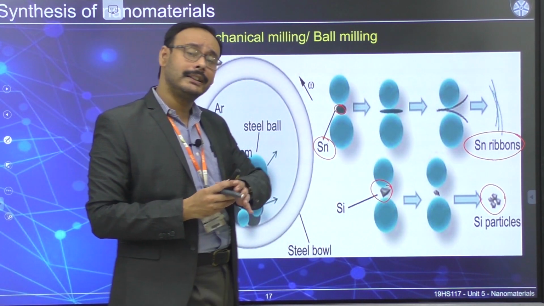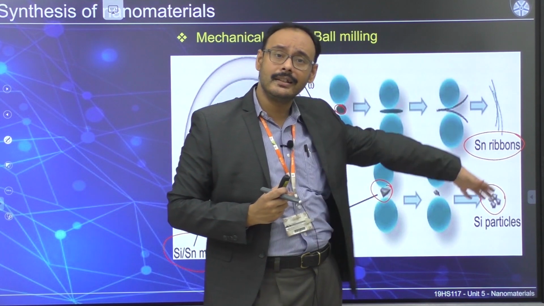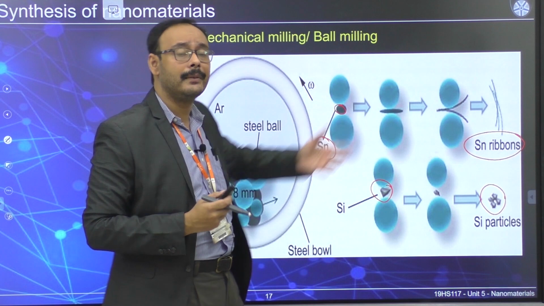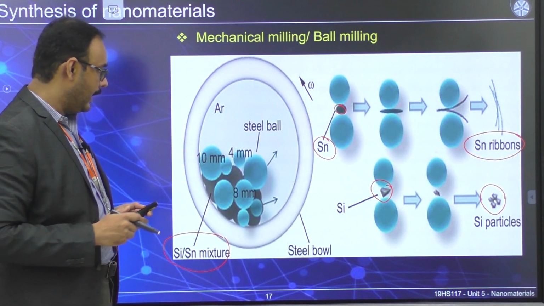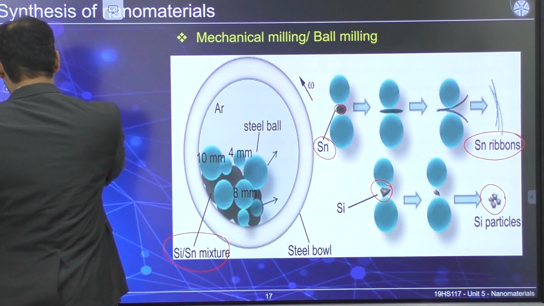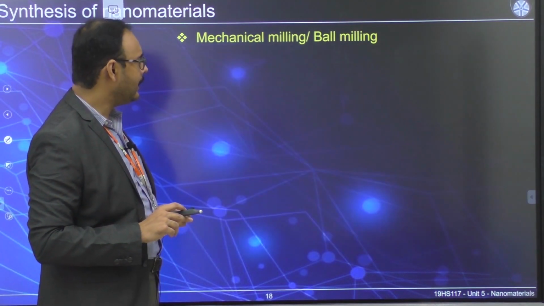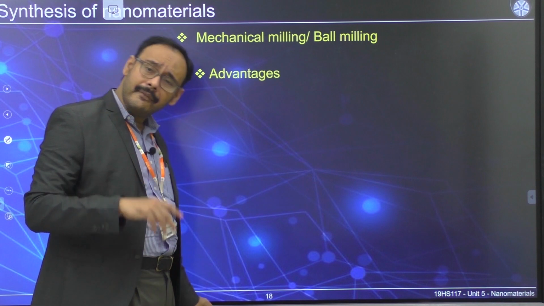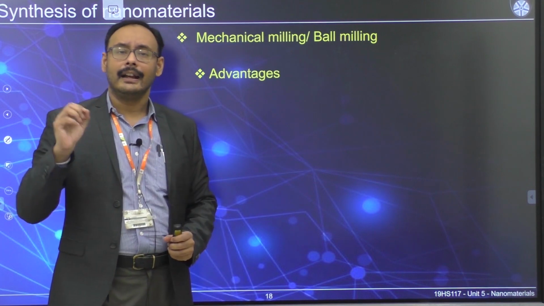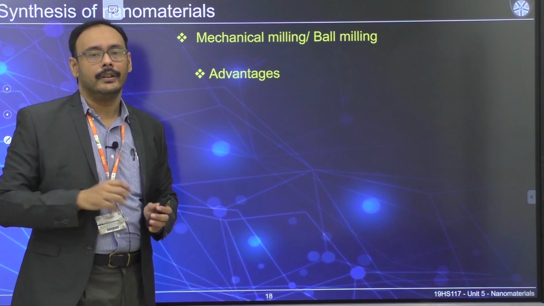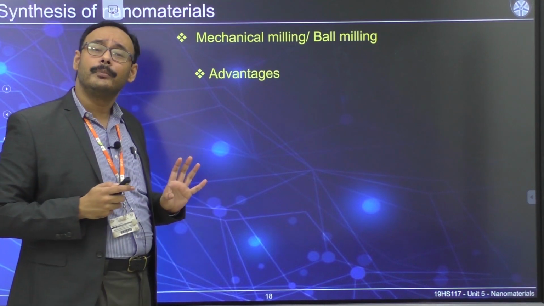But remember, both are at the nanoscale, but their dimensions are very, very different. They will lead to different types of things. I hope you got some idea about what this process is. But obviously, for every process, there are some advantages and some disadvantages. So, what are the advantages of the ball milling process?